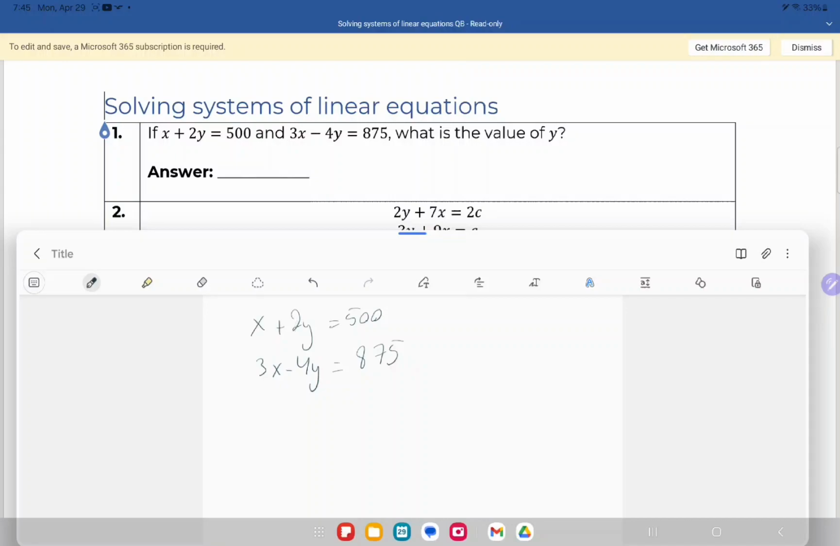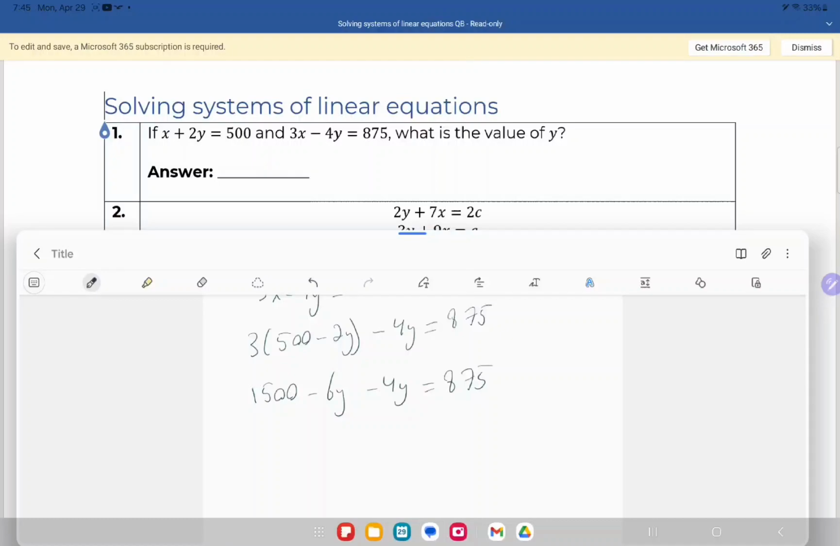Now over here I've got 2y and over here I've got minus 4y. Since I already have x alone, it might be easier to write it as x is equal to 500 minus 2y and then substitute x here. So 3 times (500 minus 2y) minus 4y is equal to 875, and then 1500 minus 6y minus 4y is equal to 875.